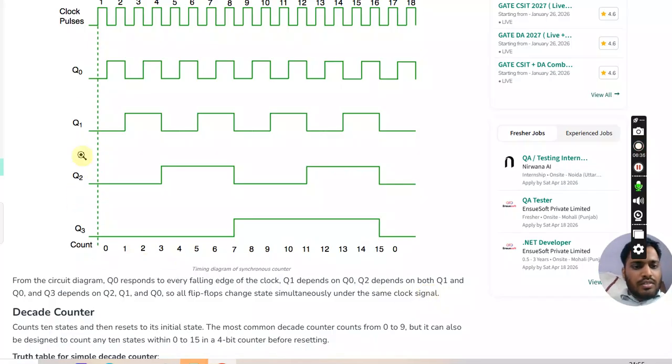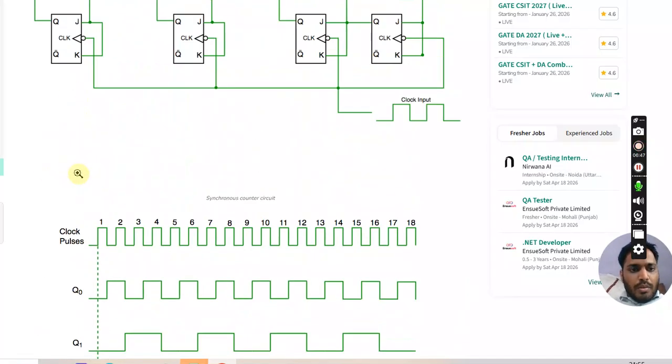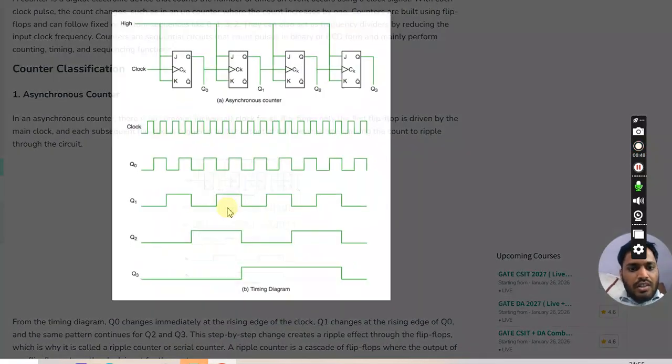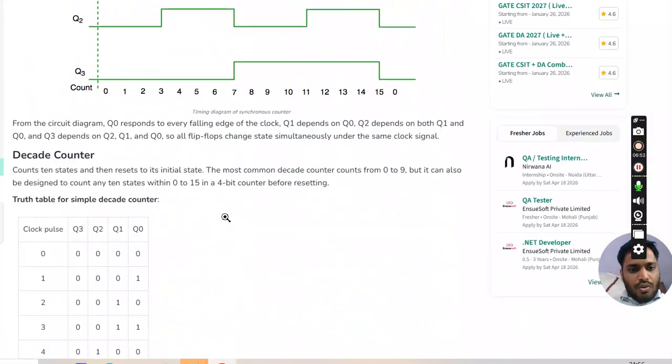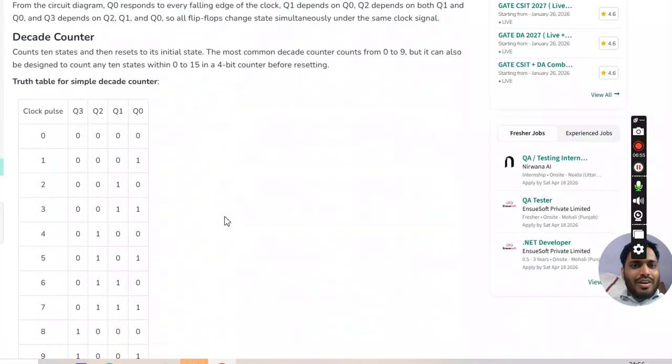What it is telling is that there is a direct dependency of Q1 on Q0, Q2 on both Q1 and Q0, and Q3 on all these three. So there is dependency, and that dependency is not seen here. That is the difference between asynchronous and synchronous counter. I hope you understood the difference between asynchronous and synchronous counter.